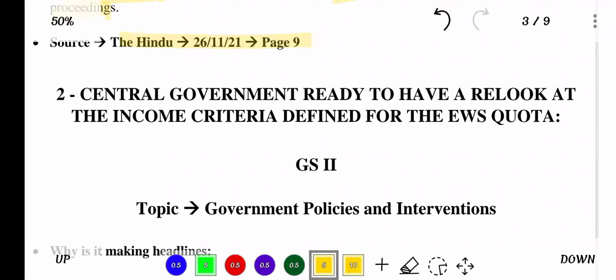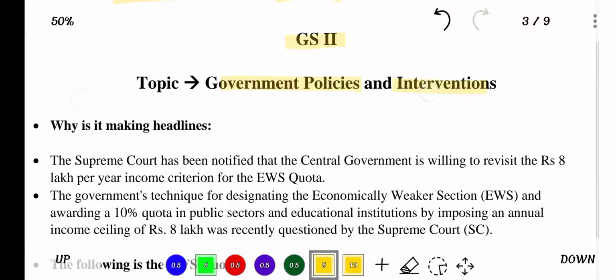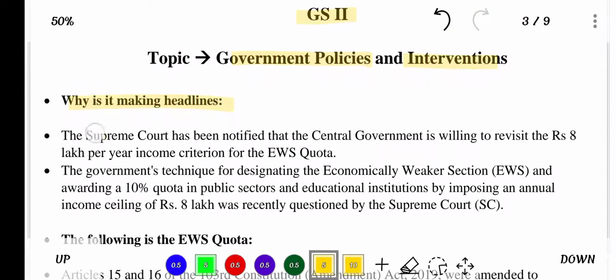Next is: central government ready to have a relook at the income criteria defined for the EWS quota. It is from GS paper 2 and the topic is government policies and interventions. So why is it making headlines? The Supreme Court has been notified that the central government is willing to revisit the rupees 8 lakh per year income criterion for the EWS quota.